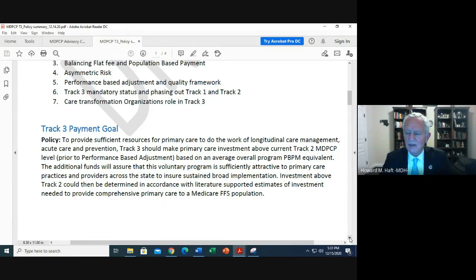So we use those. I think this is still going to be a discussion point with our colleagues at CMMI, but the council felt that the current level at a per beneficiary per member per month, all in, is somewhat less than what would be required for the full staffing complement and resources necessary to carry on this kind of care.